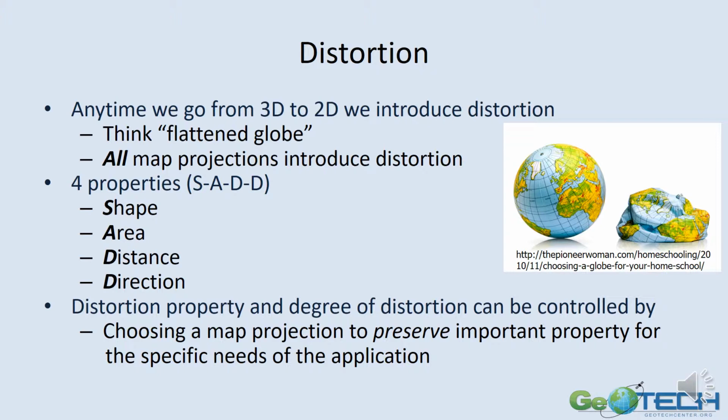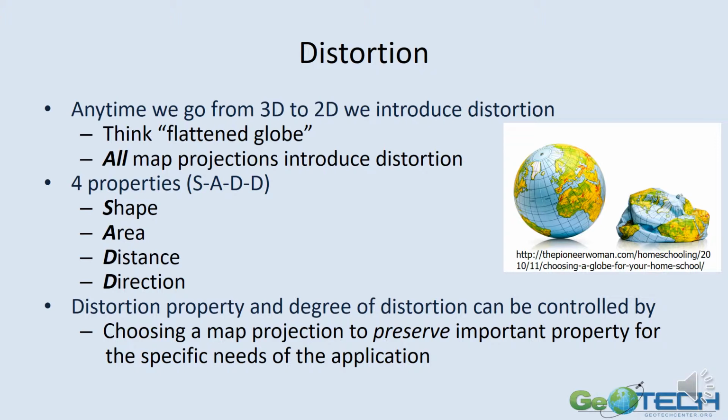All map projections will be causing distortions when you go from that 3D to 2D surface, and I really like the one on the right where you take the air out of a blow-up globe. You can see you cannot make it flat without cutting into it in some way. And all maps do introduce distortions.